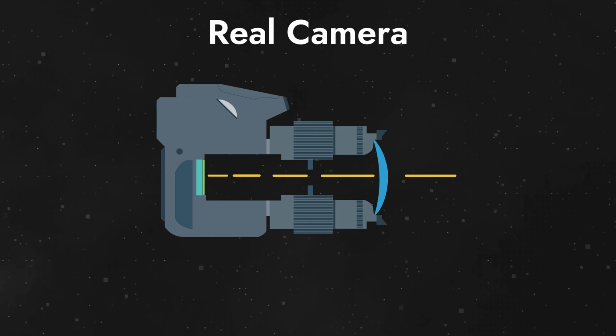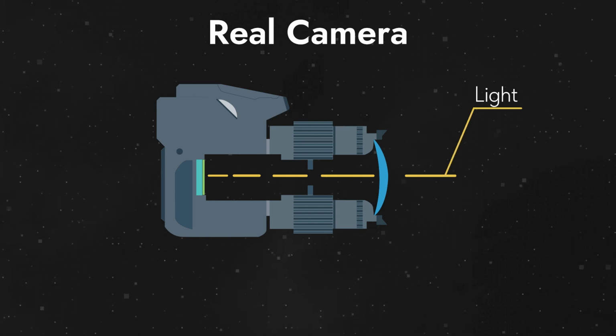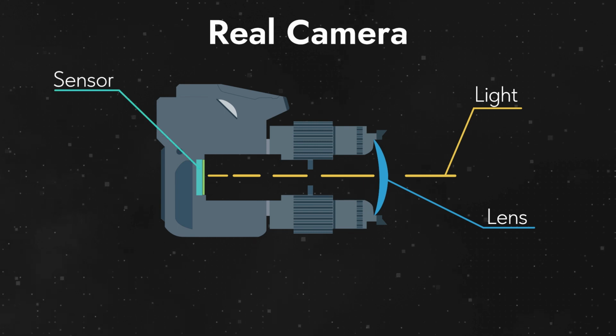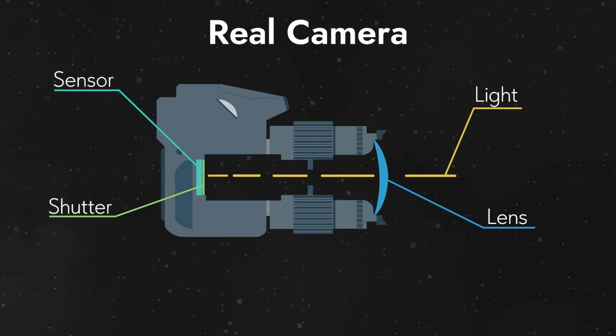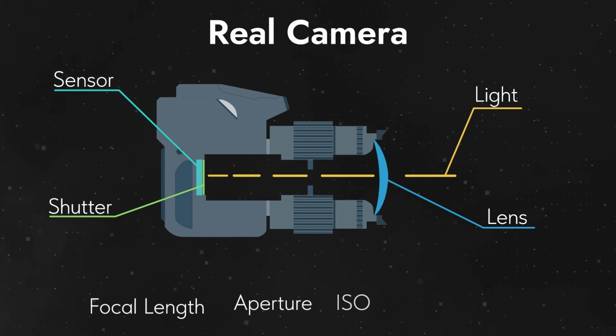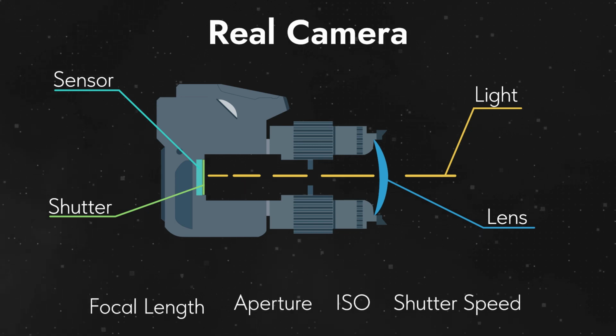It's quite simple. The camera collects all the light it sees in front of it through its lens, and captures it with a highly sensitive sensor when the shutter opens. All this is controlled by 4 parameters: focal length, aperture, ISO, and shutter speed. So let's look into them.